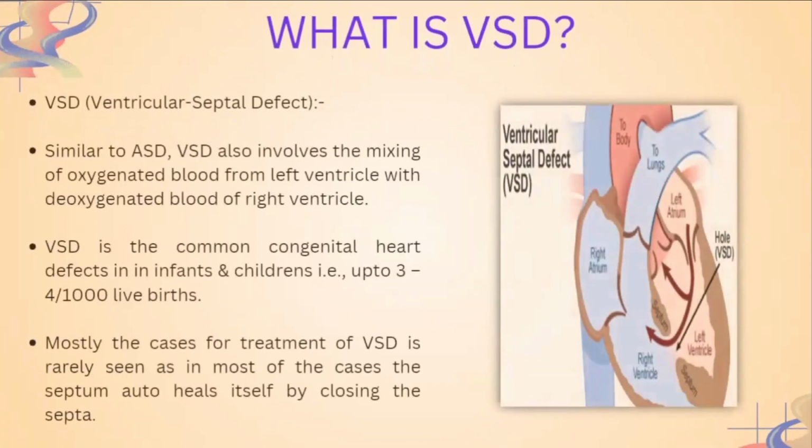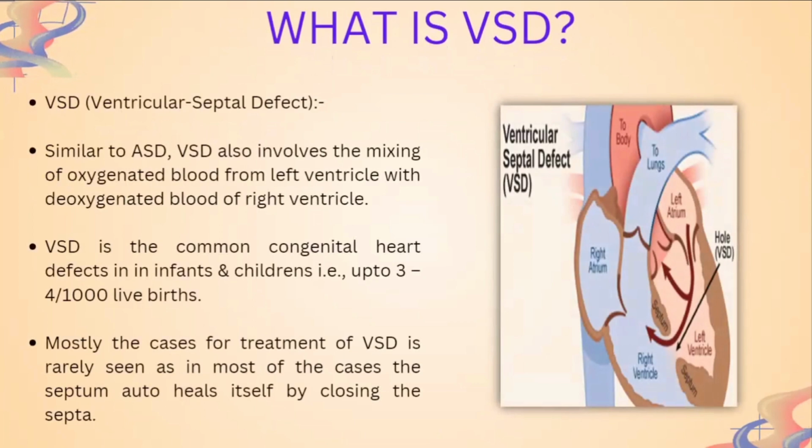Now, what is VSD? VSD is nothing but the ventricular septal defect. Similar to atrial septal defect, ventricular septal defect also involves the mixing of oxygenated blood from the left ventricle with the deoxygenated blood from the right ventricle. VSD is a common congenital heart defect. Up to 3 to 4 per thousand live births have VSD. Treatment for VSD is rarely needed, as in most cases the septum heals itself by closing.